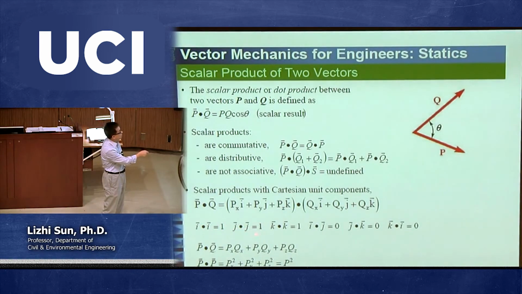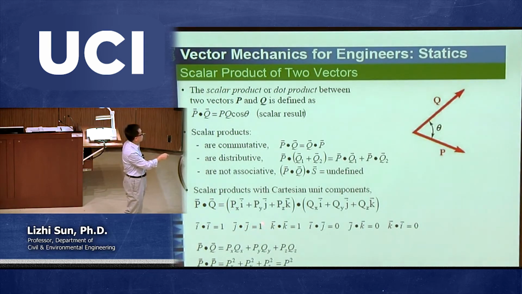Same thing for J dot J. Same thing for K dot K. I'm sorry, not cross, dot, right? So one vector dot with another vector. If they are the same unit vector, the result always equals 1. However, let's deal with another one, I dot J this time.